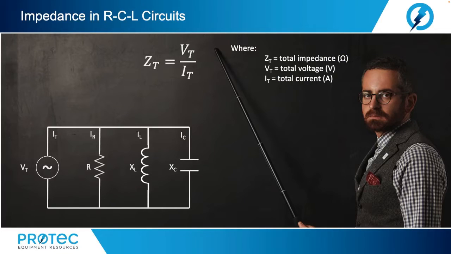Impedance in a parallel RCL circuit equals the voltage divided by the total current. Total impedance equals total voltage divided by total current is the mathematical representation of the impedance in a parallel RCL circuit.